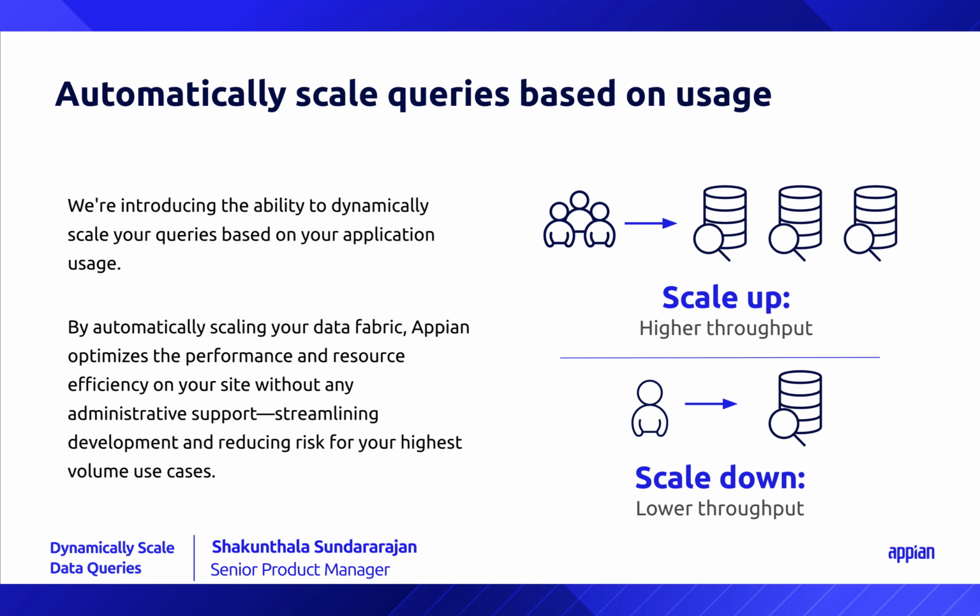With this release, Appian is committed to scaling the data fabric with your enterprise's growth. We've introduced the ability to dynamically scale queries based on the application usage. This automatic scaling optimizes performance and resource efficiency on your site without administrative intervention, streamlining development and reducing risk for high-volume use cases.